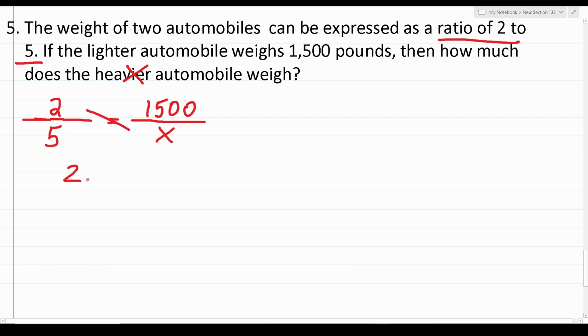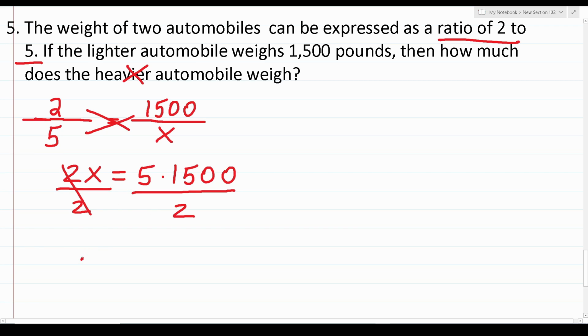I'm going to do 2 times x equals 5 times 1,500. And again, we're going to be solving for x, so let's go ahead and divide both sides by 2. And this leaves us with x equals 5 times 1,500 divided by 2. If you're good at mental math, you could solve this one pretty quickly. But that said, I'm going to work out each and every step. First, I'm going to do 1,500 times 5.